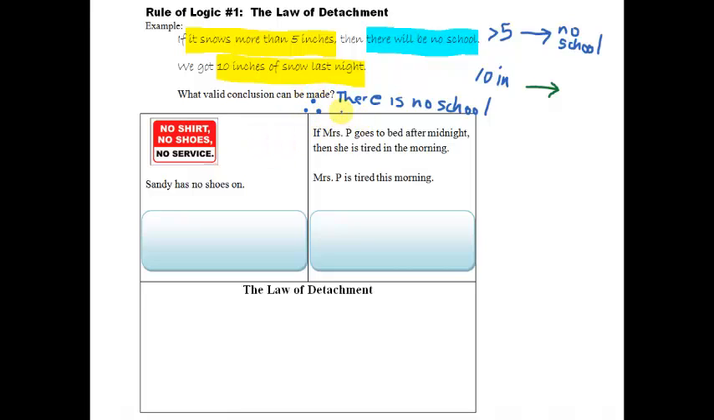So let's read through it all. If it snows more than 5 inches, there will be no school. Last night it snowed 10 inches. And then here's our symbol. Therefore, our conclusion is there is no school. Now let's try another one.